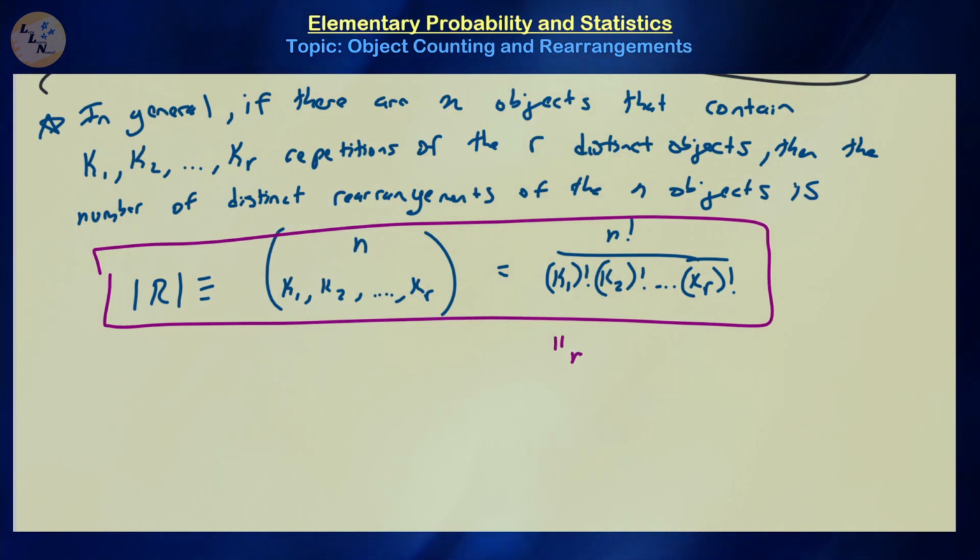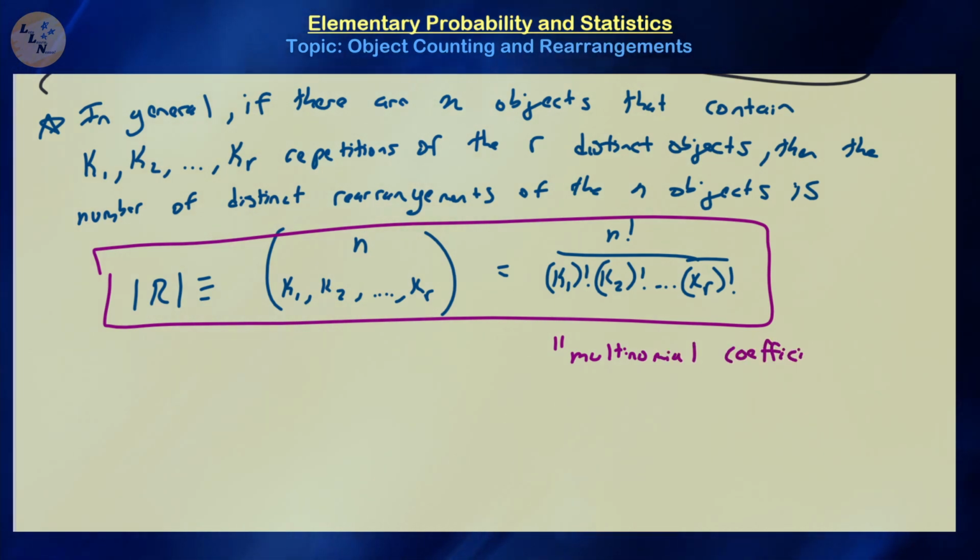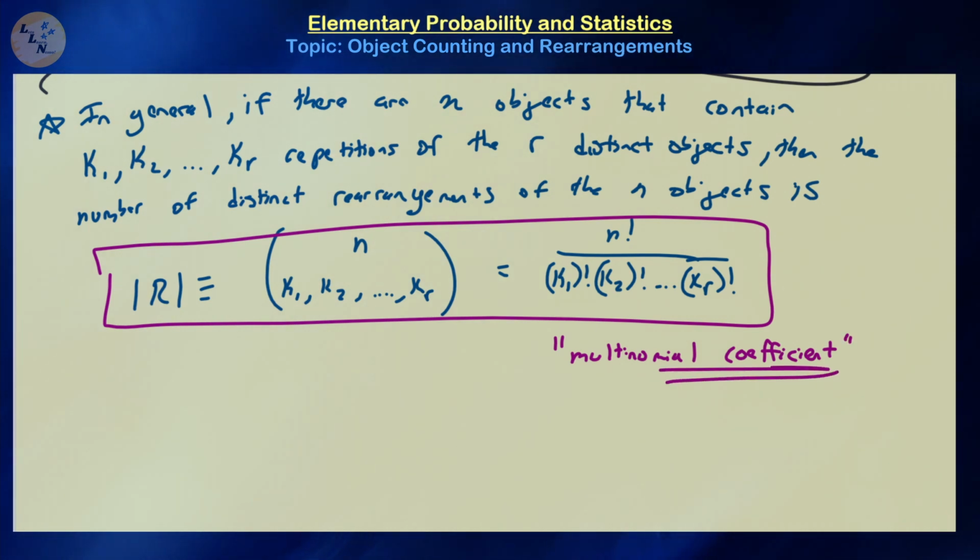And this actually has a fancy name to it. This is called a multinomial coefficient, which has several different applications. We'll be looking at one a little bit later. So let's look at a particular example and see if we can calculate this right quick.